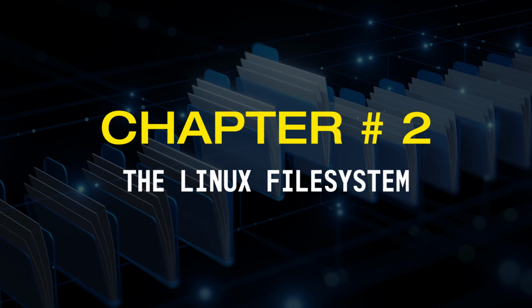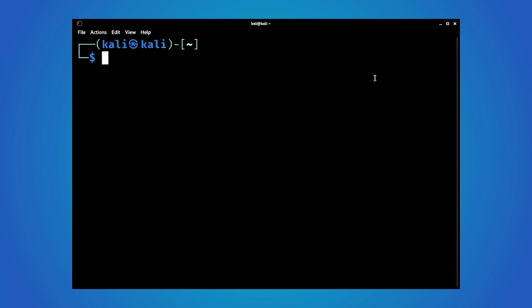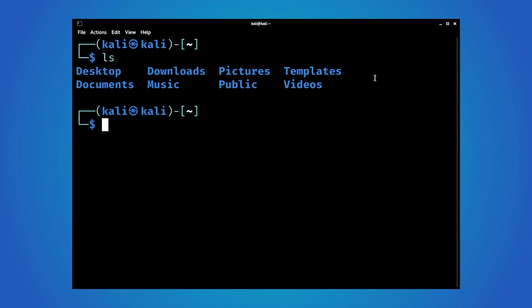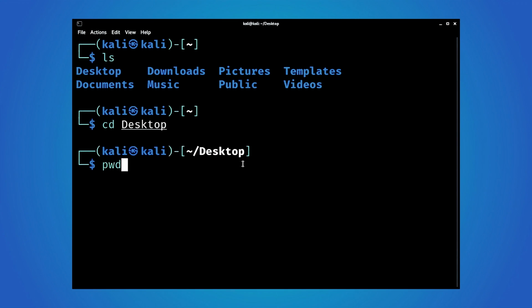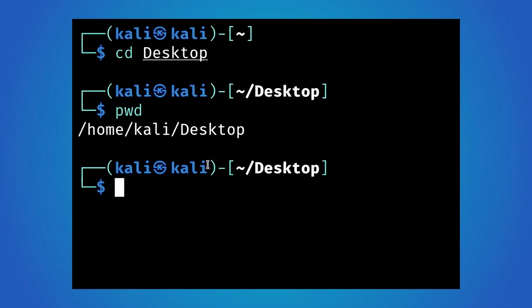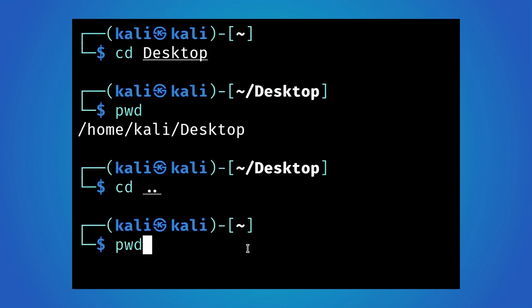Chapter number 2, the Linux file system. Okay, so far in the video, we've learned a few basic commands like ls, which lists all the things in our current working directory, the cd command, which changes our current directory to somewhere else, the pwd command, which will tell us where we are, and we even saw that if we type in cd dot dot, it will take us back to where we were.